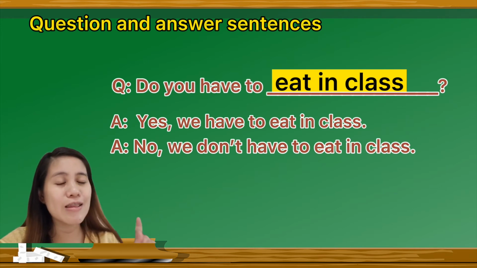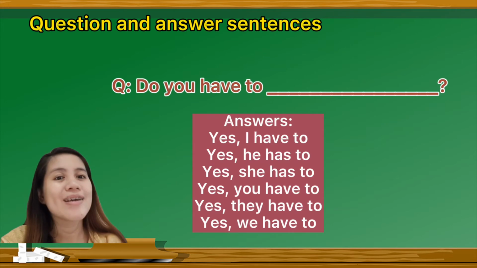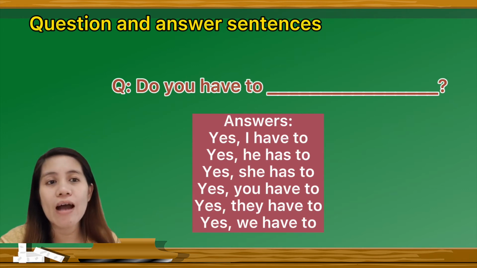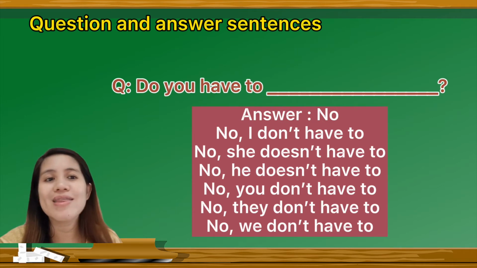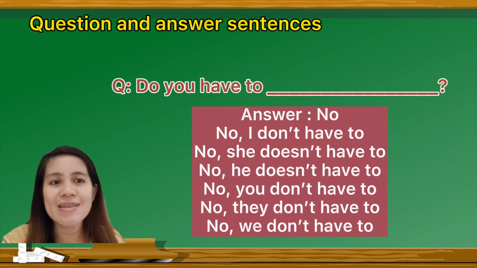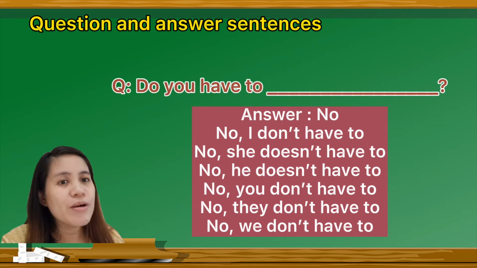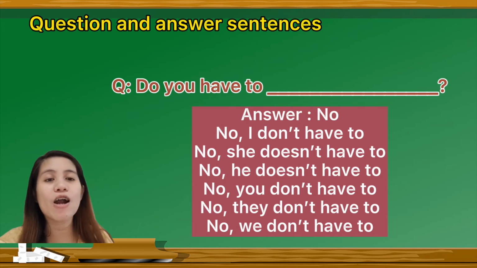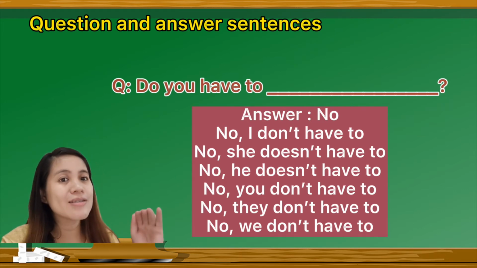Remember, yes and no. Yes, we have to. Yes, he has to. Yes, she has to. Yes, they have to. Yes, you have to. And for the no, we can say, no, I don't have to. No, she doesn't have to. No, he doesn't have to. No, they don't have to. No, we don't have to. Or another, no, you don't have to. These are the correct responses to the question using do you have to, plus the words or phrases that we have.